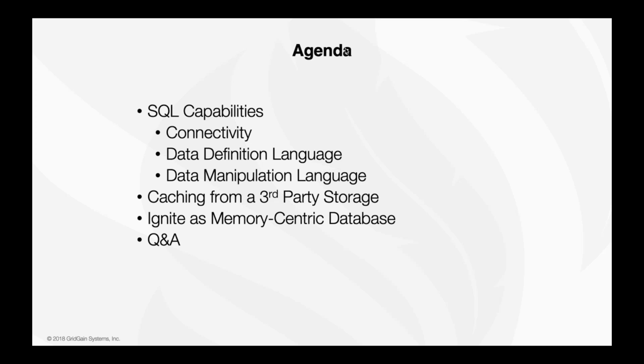Ignite as a memory-centric database. Historically, this is where Ignite has come from, as an in-memory data grid, the ability to really use the power of caching and cluster computing memory to speed up a lot of operations. And this is something that you can utilize in terms of performing analytics, for example, or machine learning, these kinds of modern requirements that we see today.